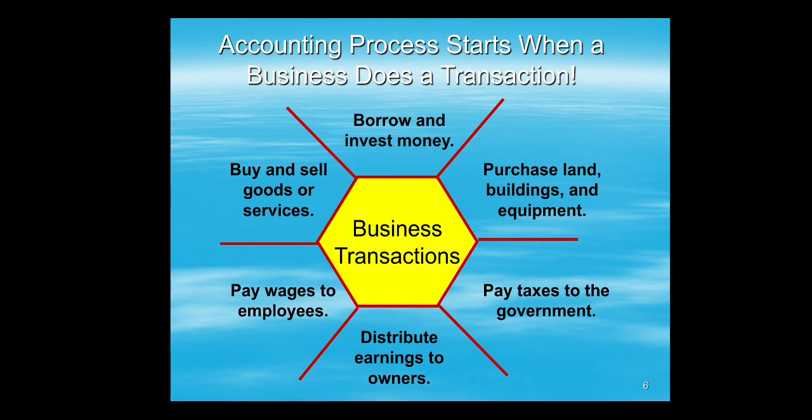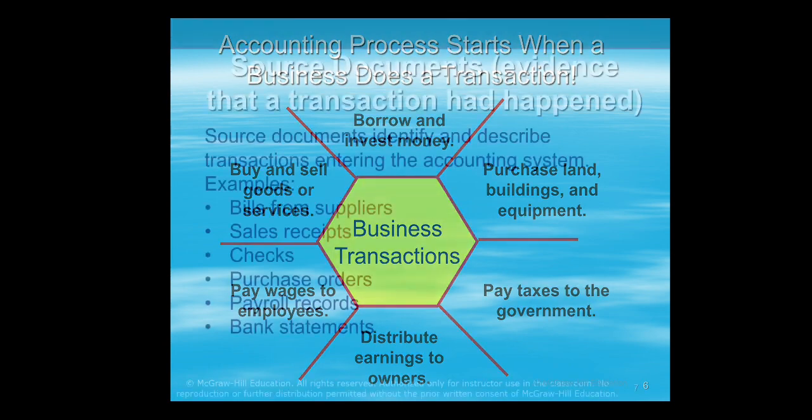So step 1 of the accounting cycle starts after a business makes a transaction. Let's say you have a business, you sell something. After you sell that thing, step 1 of the accounting cycle starts. You have to analyze that transaction and then show the effect of that transaction on the accounting equation. So let's see.